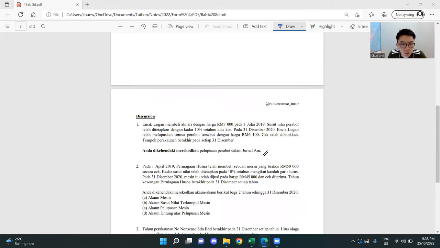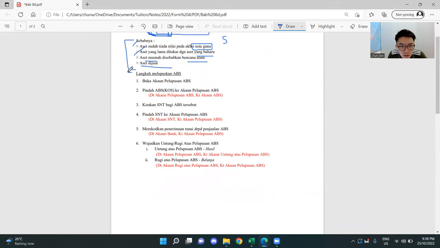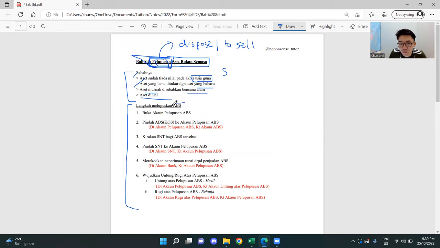Okay, all right. So next, I already summarized 6 steps. 6 langkah untuk melupuskan aset bukan semasa. Can you see, it's aset bukan semasa. We are not talking about aset semasa. Why? Because we don't need to lupus aset semasa. Aset semasa, apa contoh? Ada bank, cash. Your cash means your tunai lah, right? So do you think we can lupuskan your money lah? It cannot lah, right? Your money is really money mah. Alright? So, only aset bukan semasa. What are the aset bukan semasa?